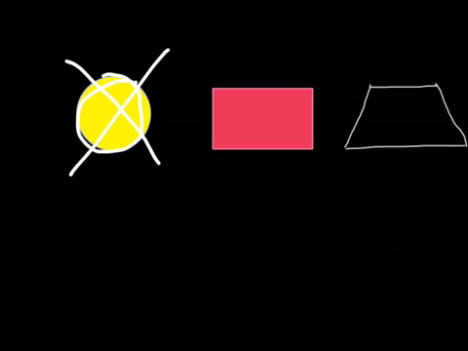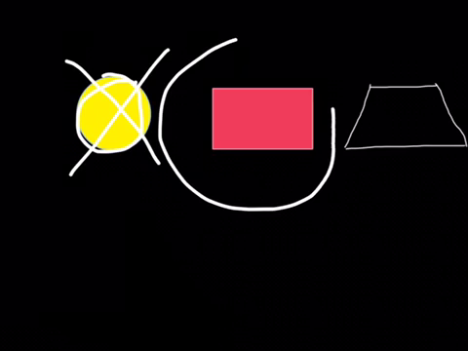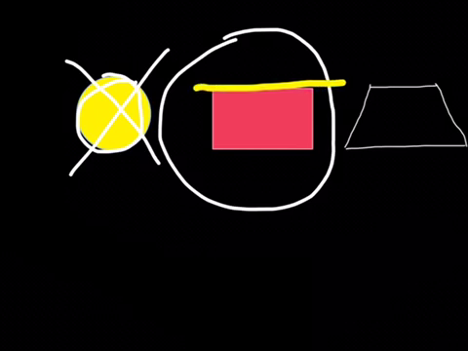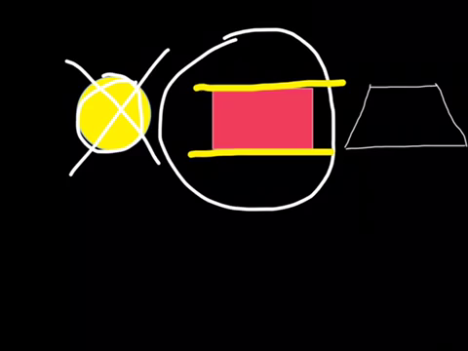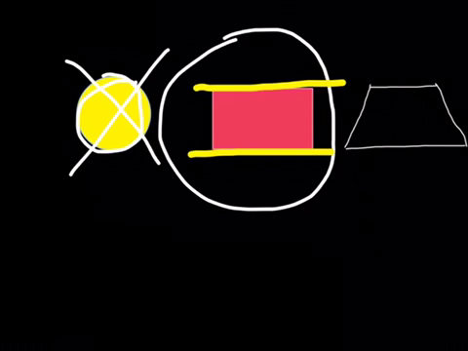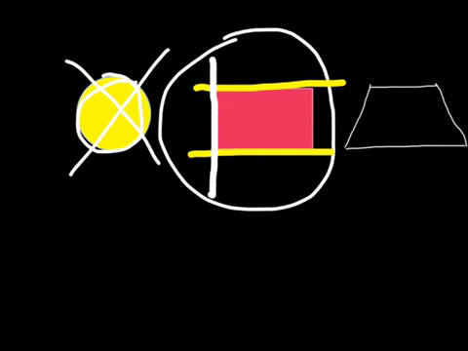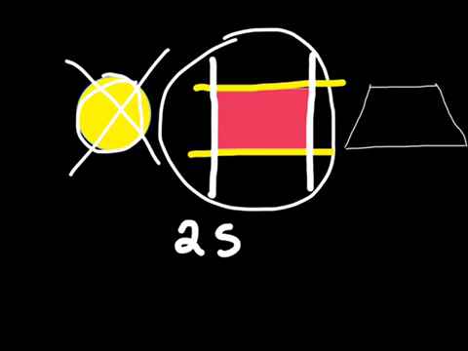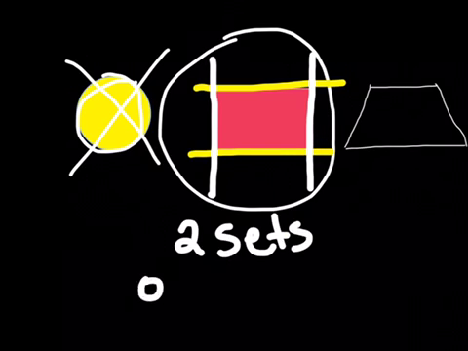Our second shape, the rectangle, actually has two sets of parallel lines. Let's use a yellow to show the top line and the bottom line segment is an example of a parallel line. So that's the first set. And if we look at the left line segment and the right line segment, that's another set of parallel lines that will never cross. So a rectangle actually has two sets of parallel lines.